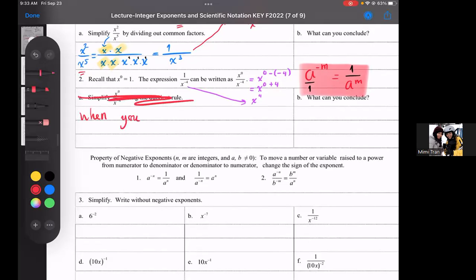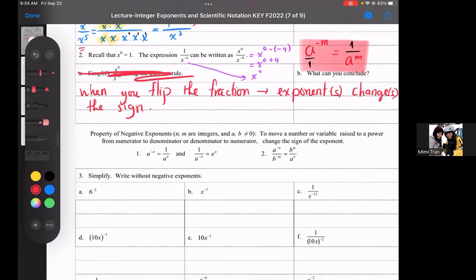When this is informal, okay. When you flip the fraction, exponent, it could be plural, changes sign. So you have that one, and that one.